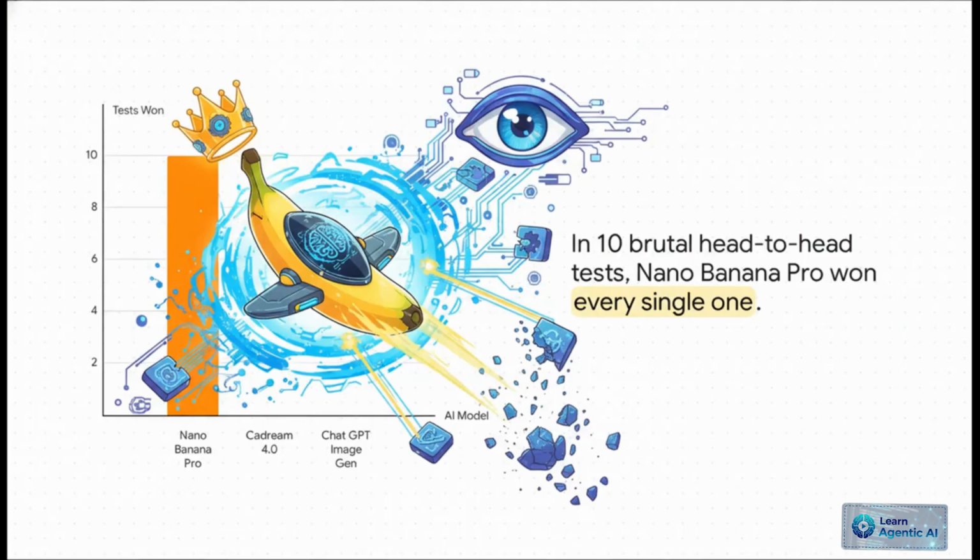So how does it really stack up against the competition? Well, Google put it through 10 brutal head-to-head tests designed to break these kinds of models. And the result? As you can see, Nano Banana Pro won every single one. It was a complete and total sweep, which really drives home its advantages in quality, control, and reasoning.